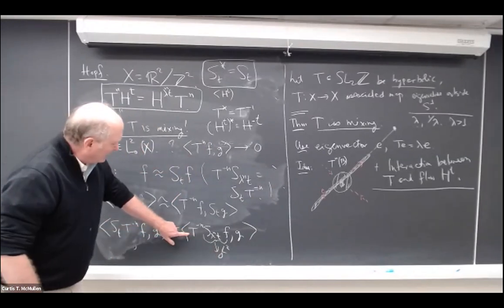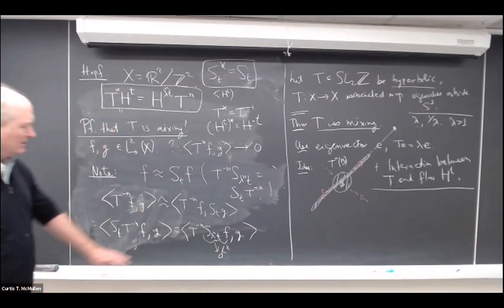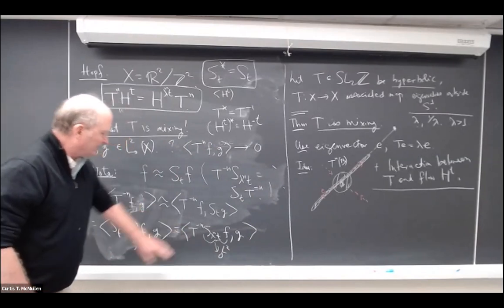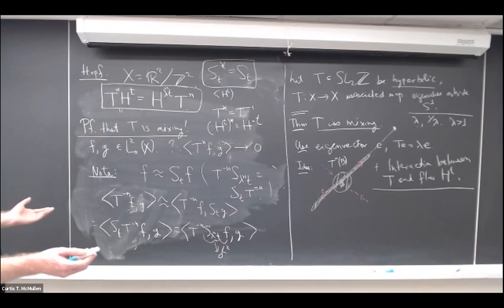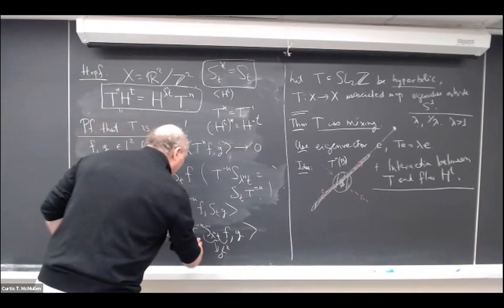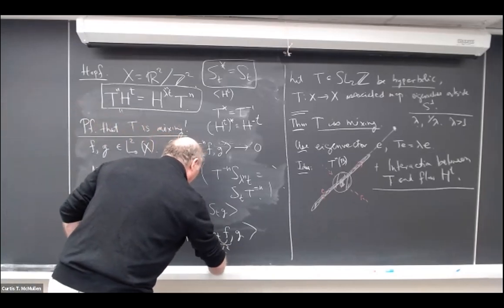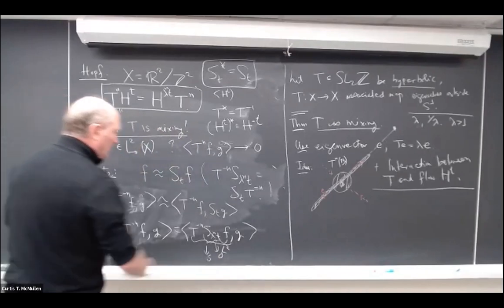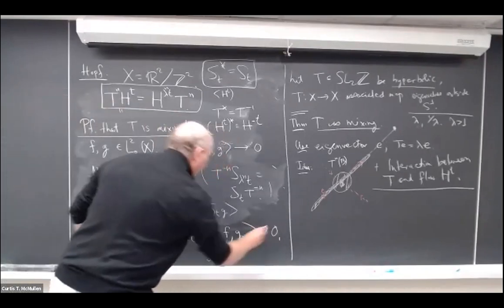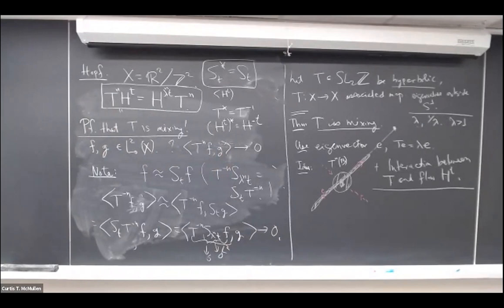But T is a unitary operator. So when you apply it to a vector that's tending to 0, well, it preserves its norm. So this whole thing tends to 0. And g was just a fixed vector. And so this whole thing tends to 0. And that's what we need to prove for mixing. Okay, sorry for that little confusion.